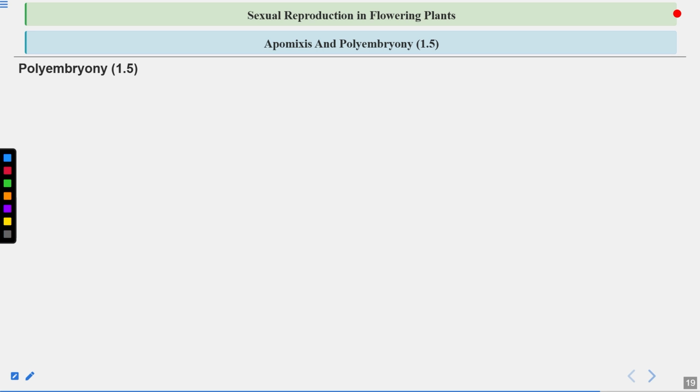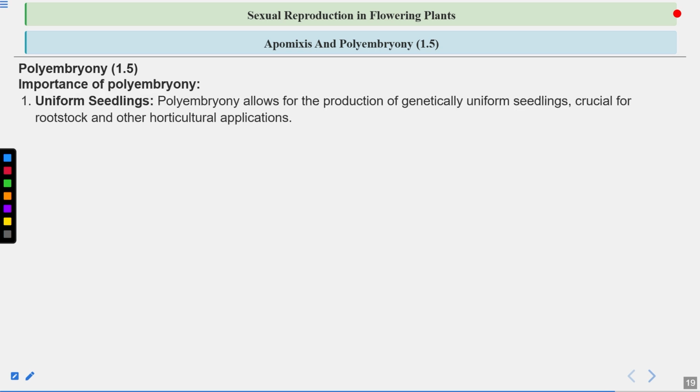Now we will see the importance of polyembryony as well. First importance, uniform seedling. Polyembryony allows the production of genetically uniform seedlings, crucial for the rootstock and other horticulture applications.